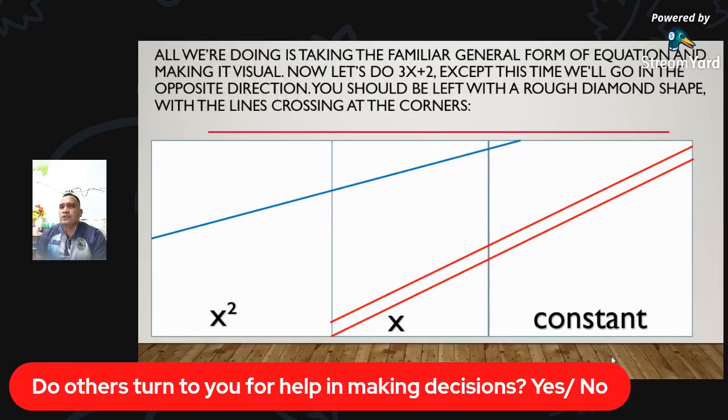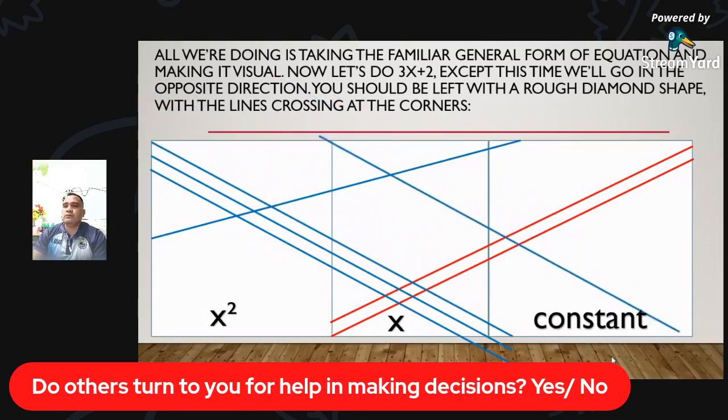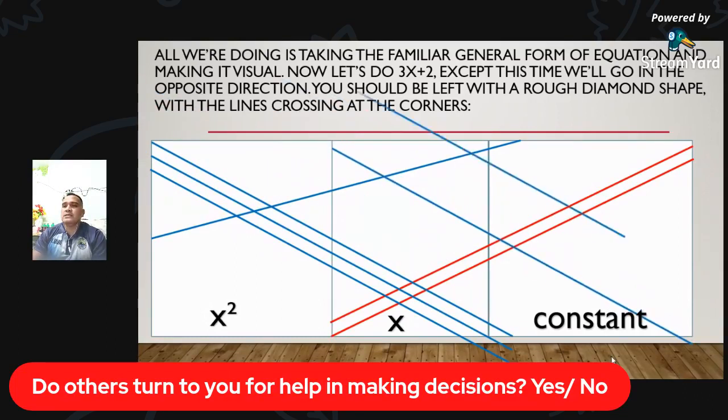Then next, all we're doing again is taking the familiar general form of equation and making it visual. Now let's do 3x plus 2. So we have 1, 2, 3 for 3x, and then let's put a gap, and then that is 1, 2. So we have the representation of the problem: x minus 2 multiplied to 3x plus 2.